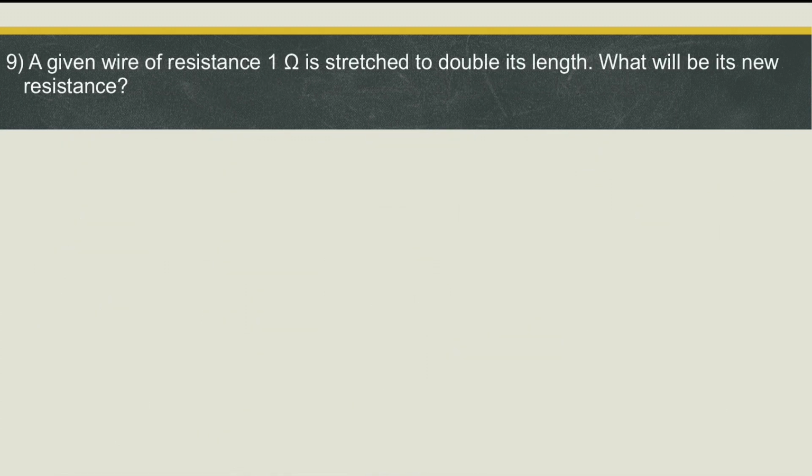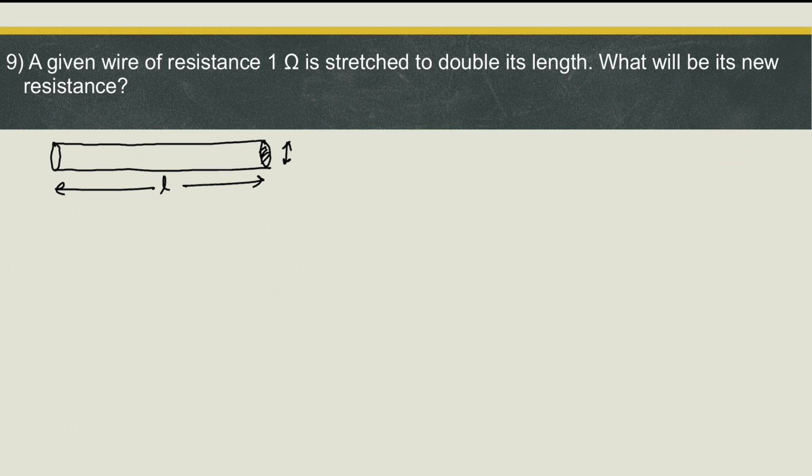Next question. A given wire of resistance 1 ohm is stretched to double its length. What will be its new resistance? Alright. So let me first draw a wire. This is a wire of a particular length. Let's say length is L, and cross section area is A. Resistance offered by this particular wire is 1 ohm. So we can write the equation R is equal to rho L upon A, and the value of R is 1 ohm.